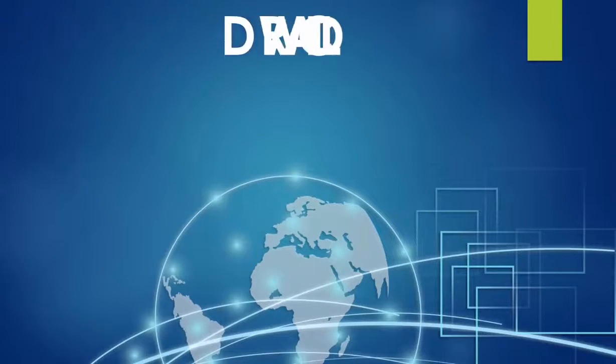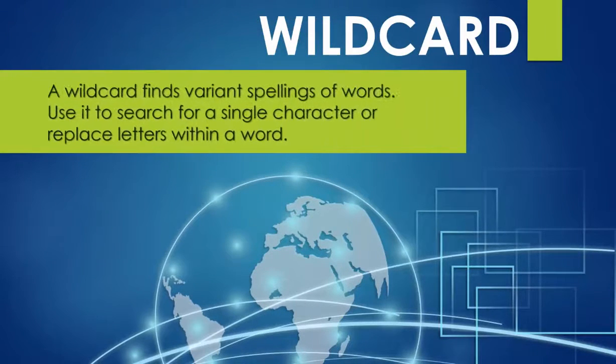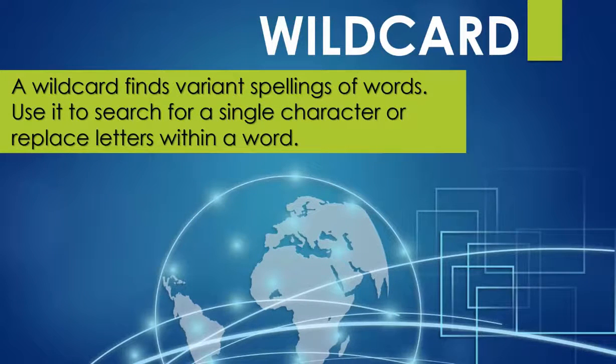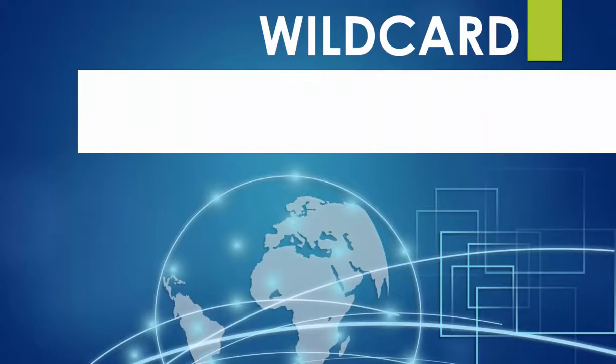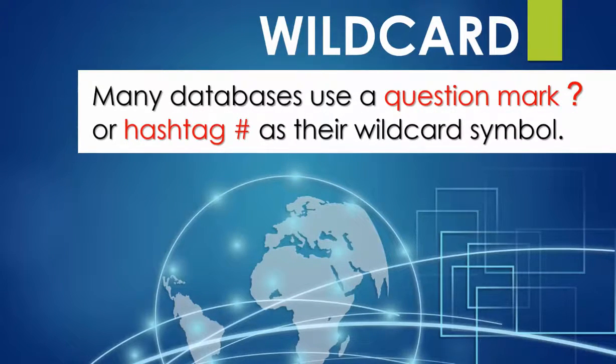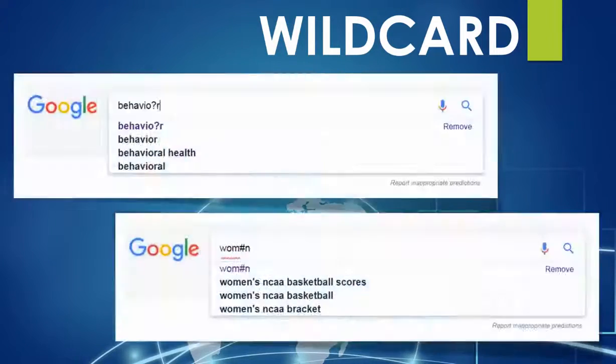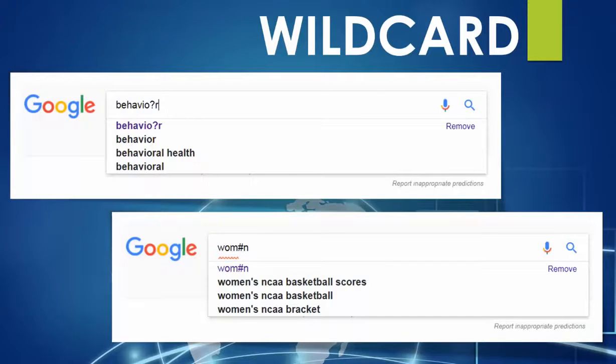A wildcard finds variant spellings of words. Use it to search for a single character or replace letters within a word. Many databases use a question mark or hashtag as their wildcard symbol. Wildcards are useful for finding British and American spellings. For example, behavio?r will find behavior and also behaviour, or wom#n will find woman and also women.